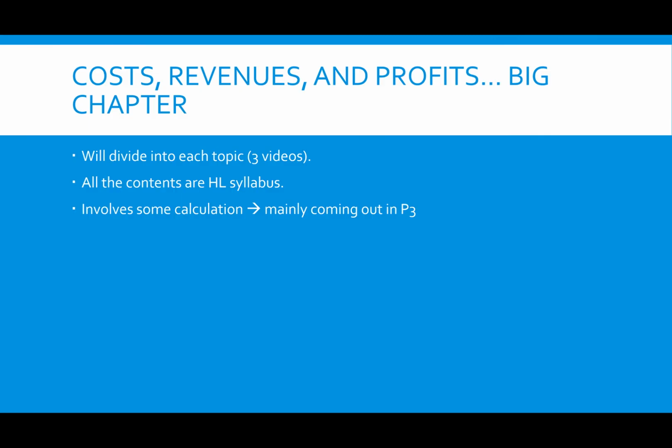The reason why this is part 1 is because I decided to divide this chapter into 3 videos because this chapter is very large. Also, this chapter, cost, revenue, and profit, is actually higher level content. So this video is specifically made for higher level students. It involves a lot of calculation, and these problems can often come out in paper 3 style questions, which are based on calculation problems. Let's get started.